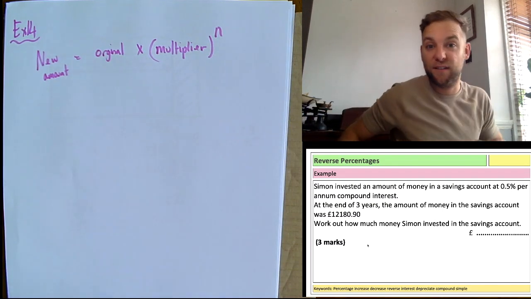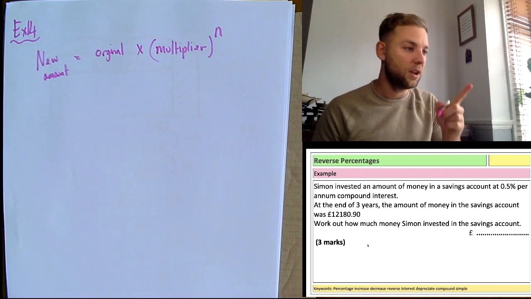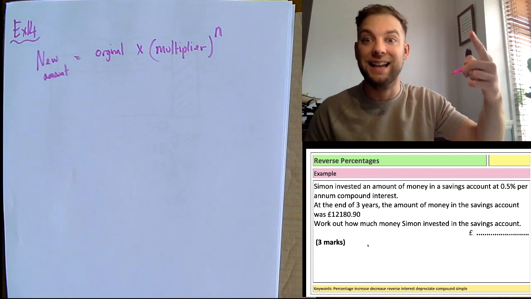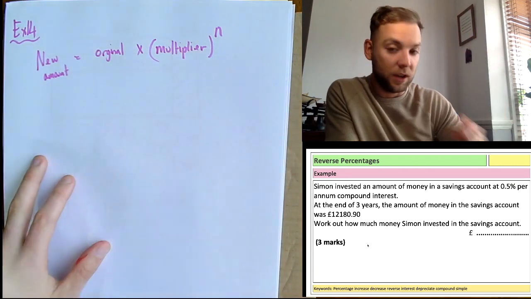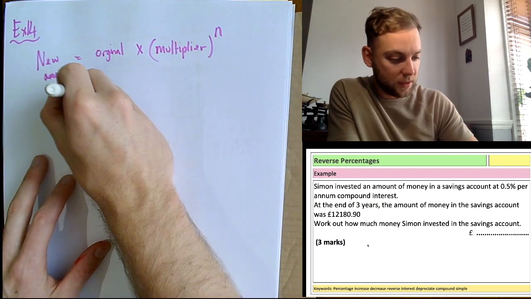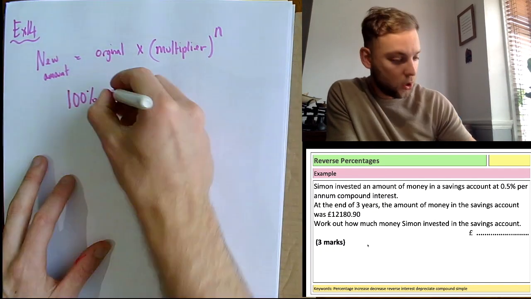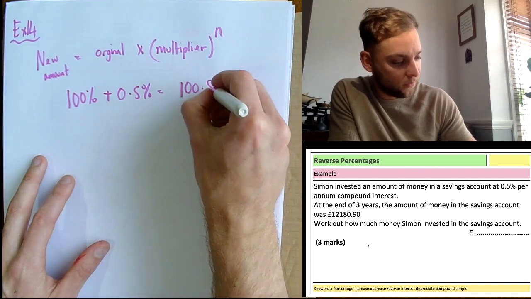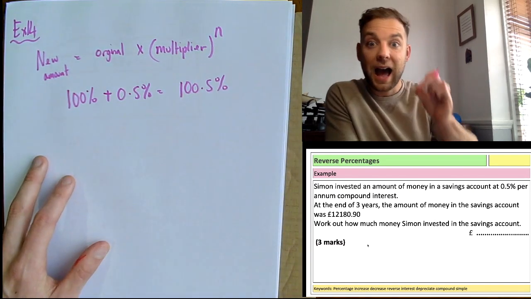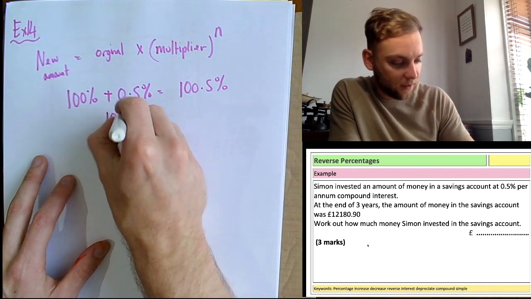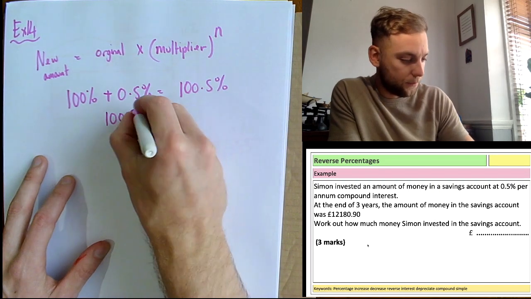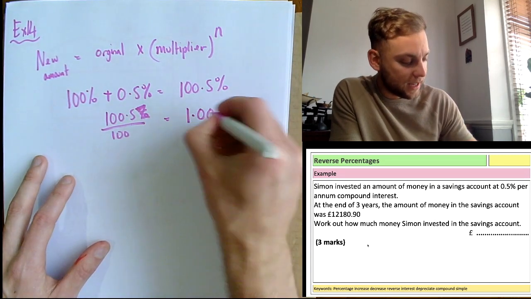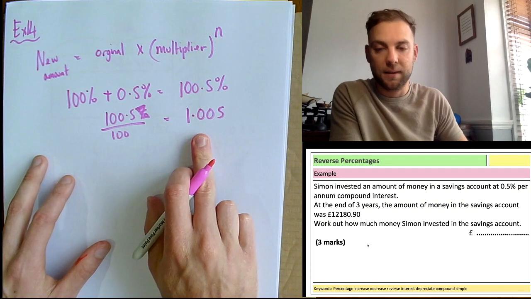So what I'm going to do here is I'm going to fill in everything I know and then work backwards. So if he invested in his savings account and he got a 0.5% per annum compound interest, he's getting an increase of that. So the first thing I need to do is work out what my multiplier is. So it's going to be 100% plus this 0.5%, which is equal to 100.5%. As a multiplier, I divide that by 100, which is going to be equal to 1.005. That there's my multiplier.